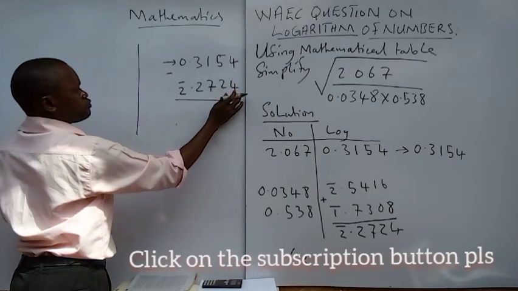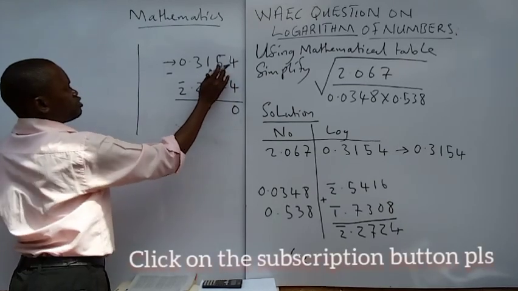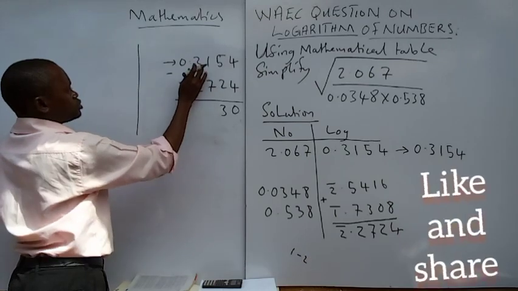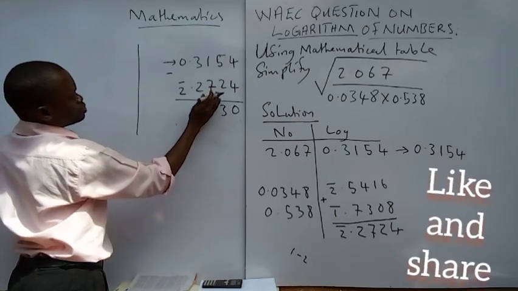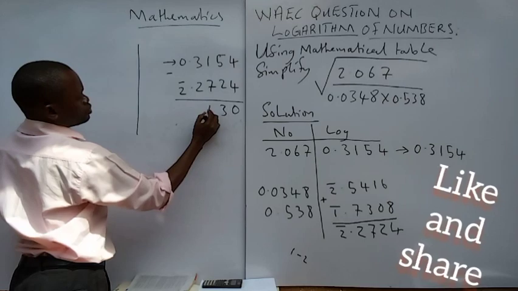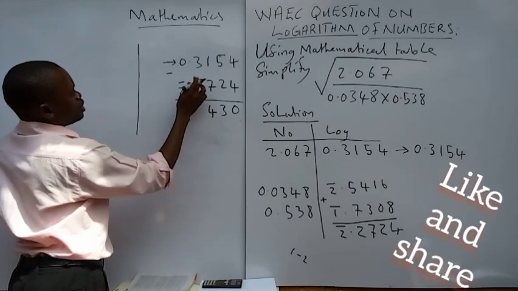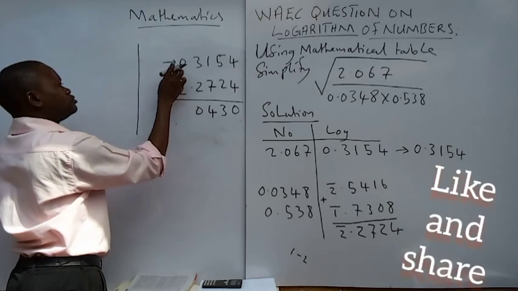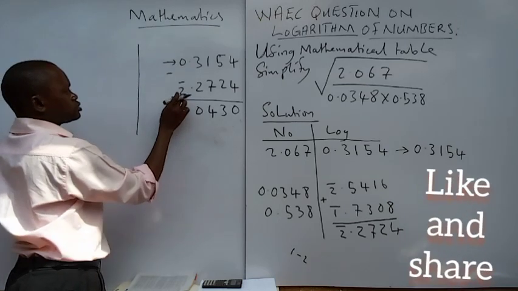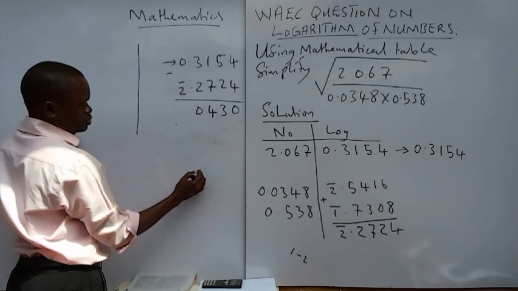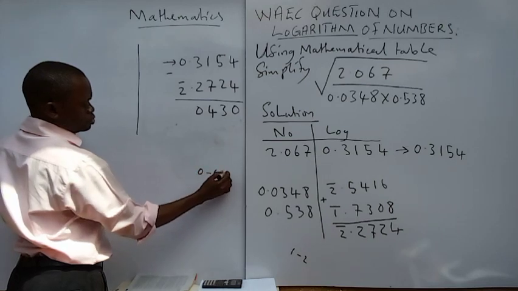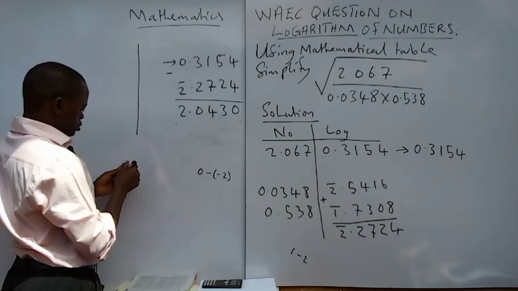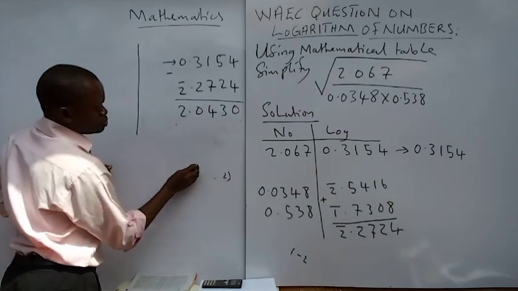4 minus 4 is 0, 5 minus 2 is 3, 1 minus 7 not possible, take 1 here, make it 11 minus 7, that will give us 4. Then this is remaining 2. 2 minus 2 is 0. We now have 0 minus minus 2. This is like 0 minus minus 2, so this will give us 2 point. I'm sure that is well taken.